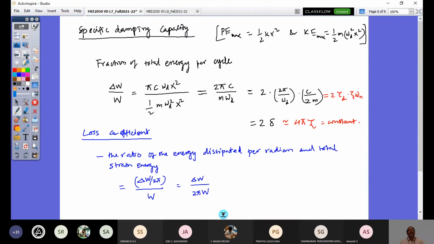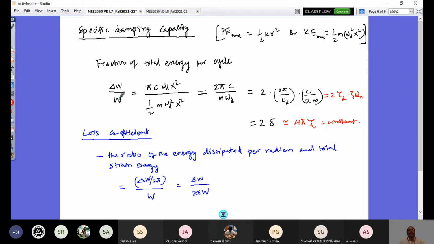And additionally, there are two more important definitions. One is the specific damping capacity. That is nothing but the fraction of total energy lost per cycle. So delta W by the total energy. The total energy of the system, the maximum energy, can be given either by the maximum potential energy or the maximum kinetic energy. Maximum potential energy would be at the extreme point of reversal, and maximum kinetic energy at the static equilibrium position. So if you have this, this energy is equal.